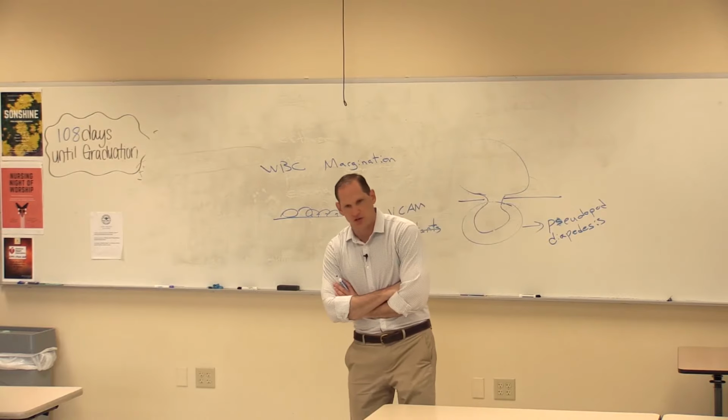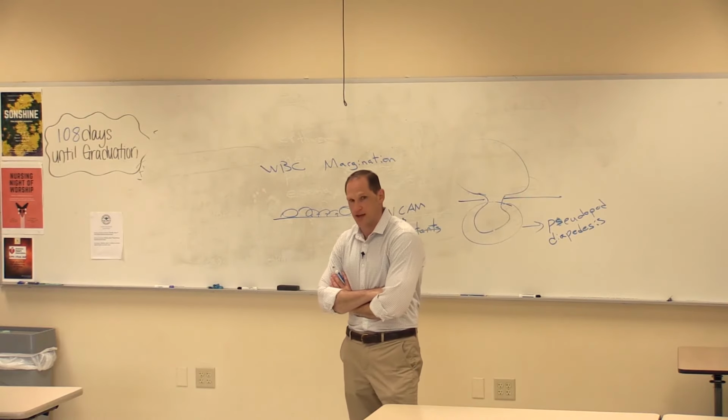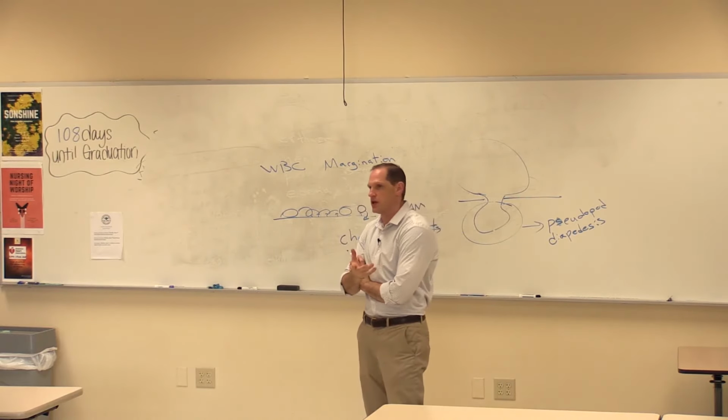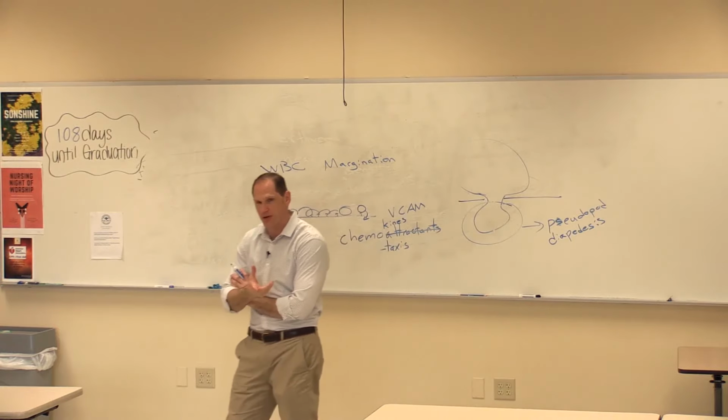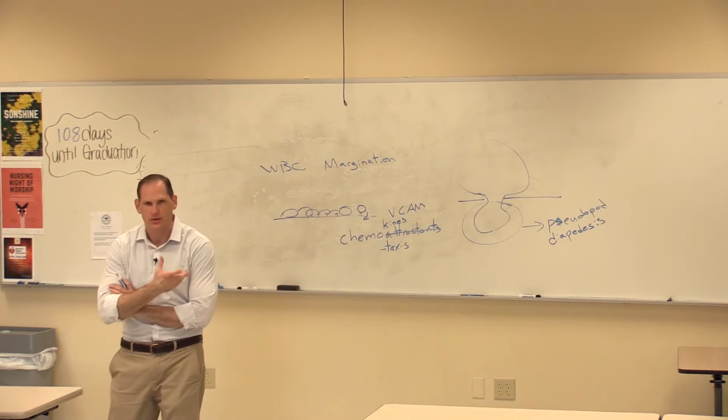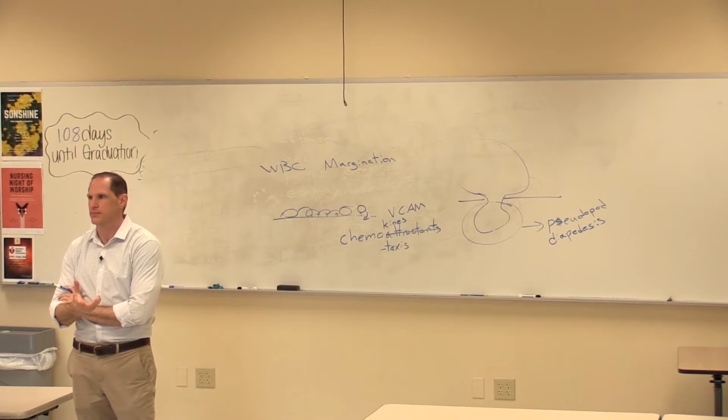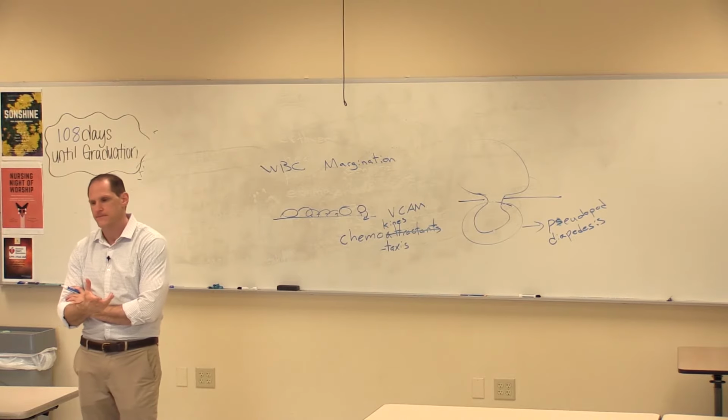So, during inflammation, one of the things that is released that causes and mediates inflammation are these little chemicals called chemokines that attract white blood cells to the area. Does that make sense? Okay.